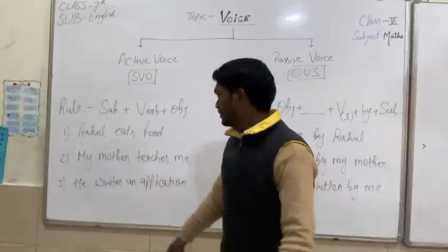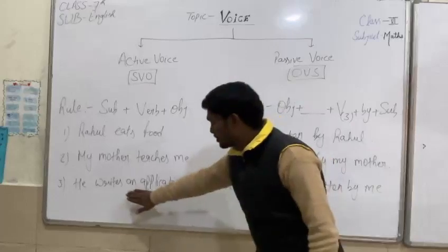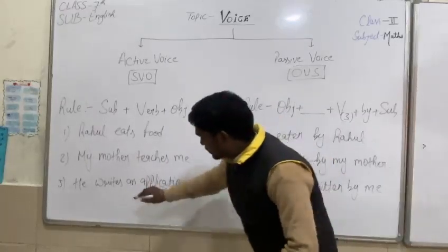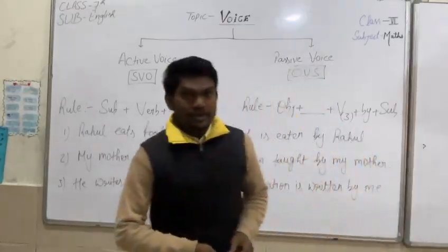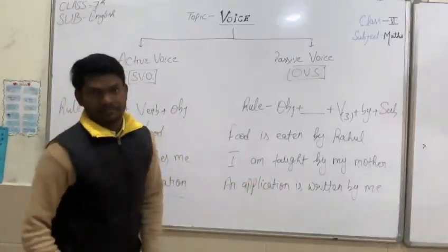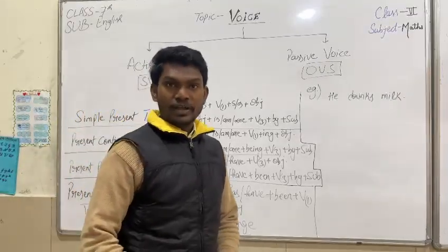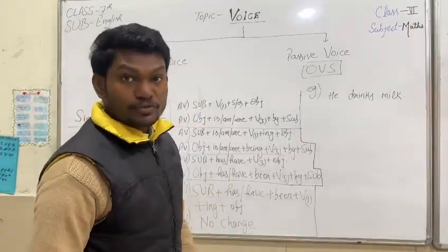Next is "He writes an application." What does he write? He writes an application. So "an application" will become the object. Starting with an application in passive voice: "An application is written by him." So students, after learning the structure, rule and the format, we will move to some types of present tense.